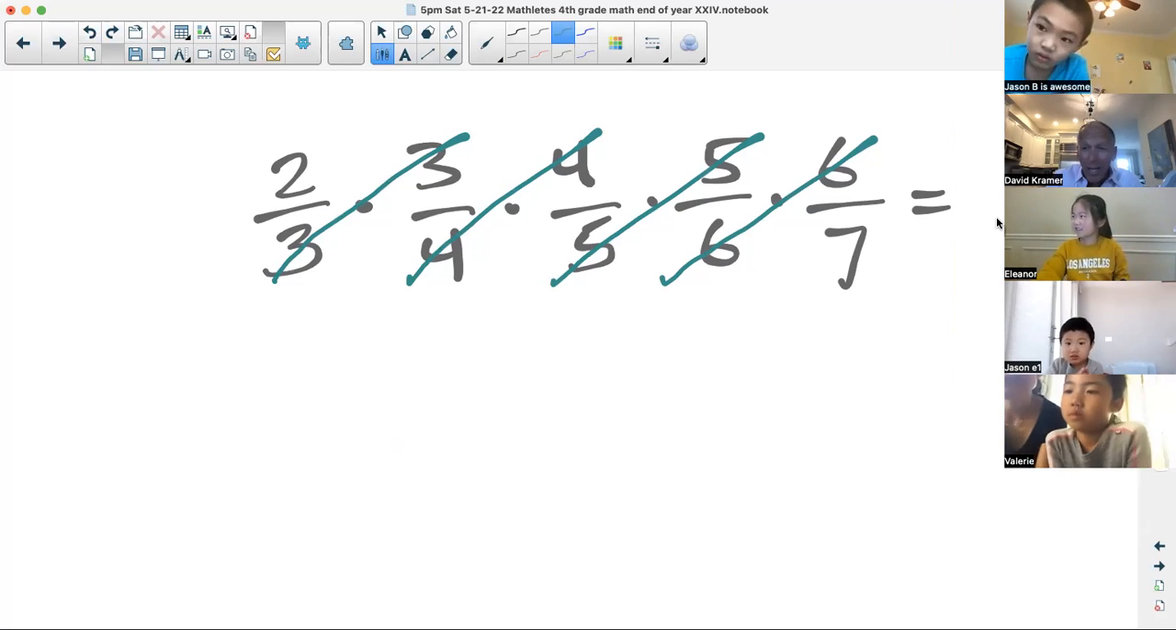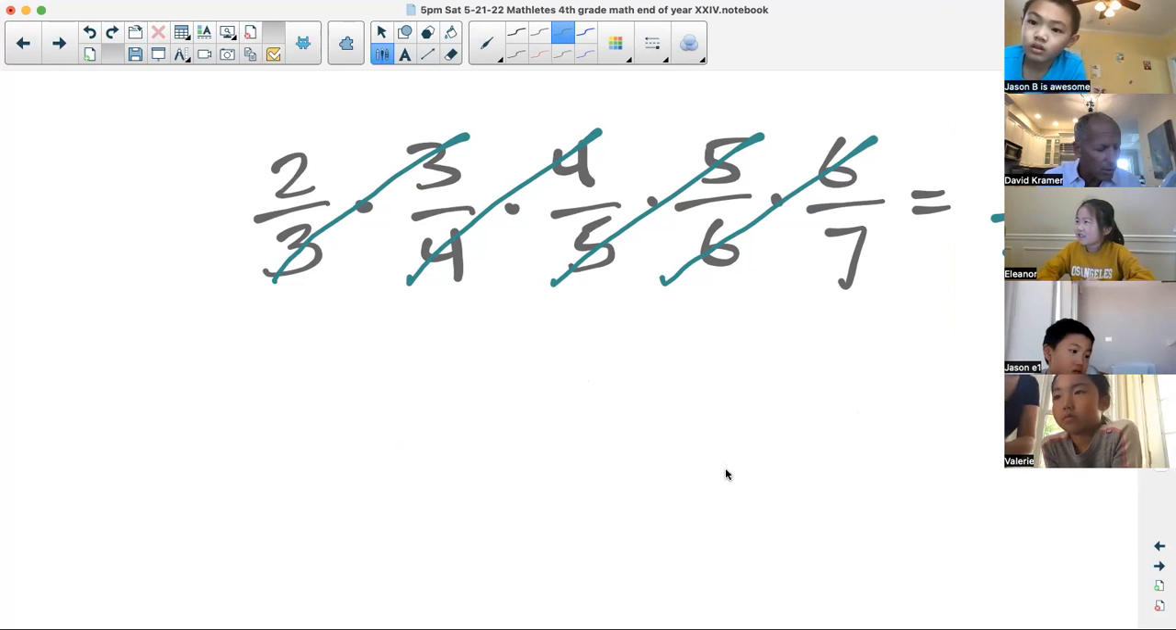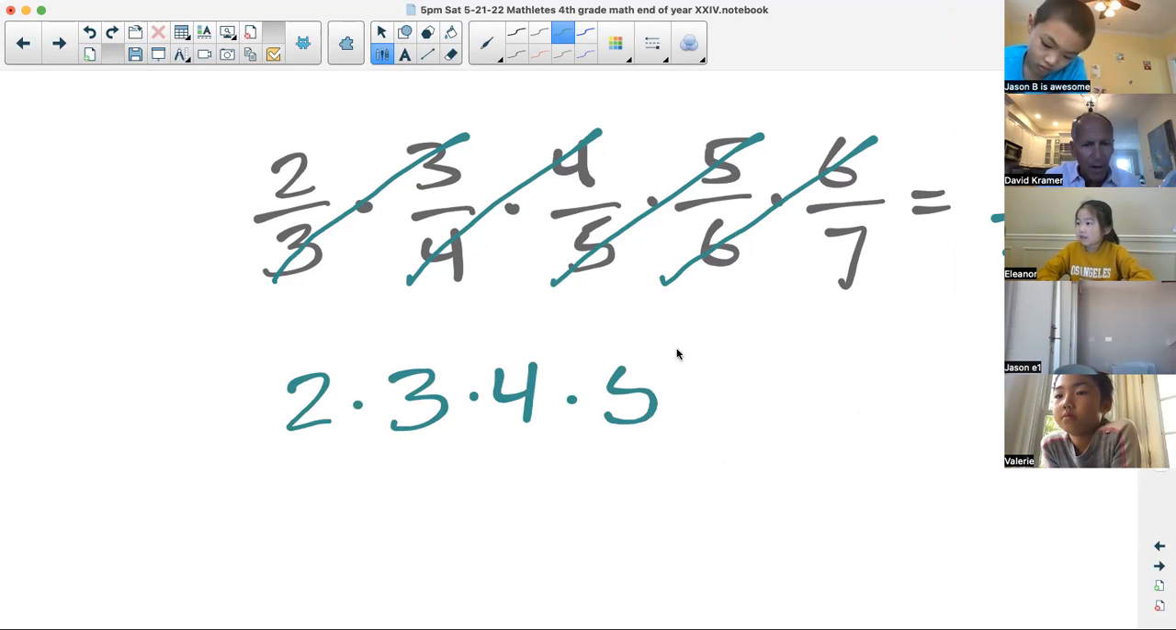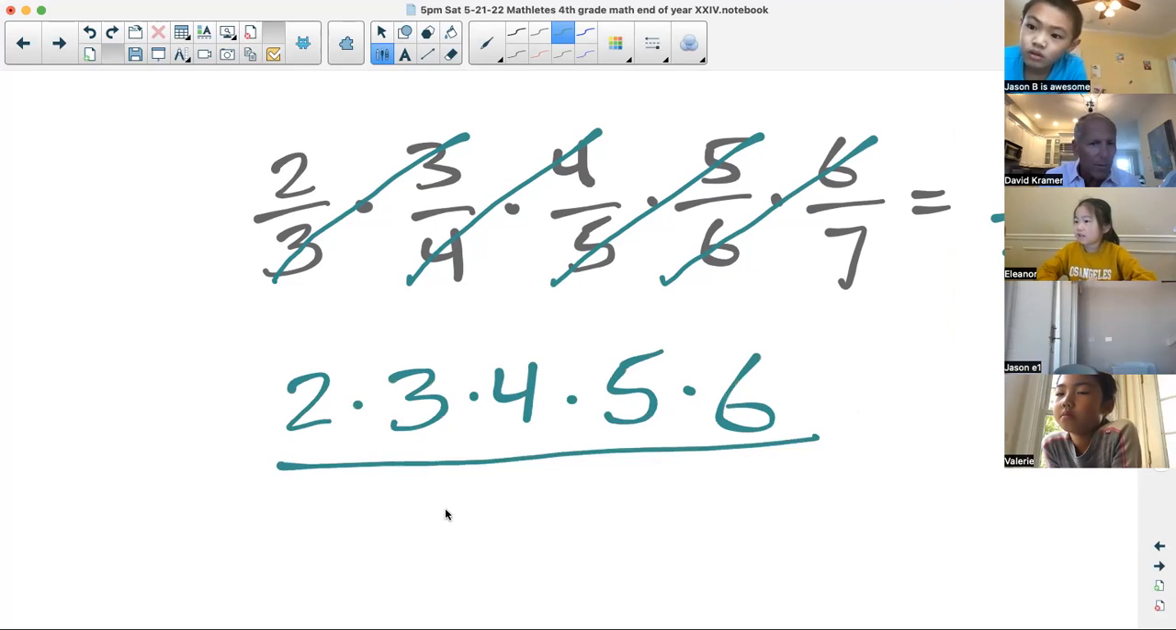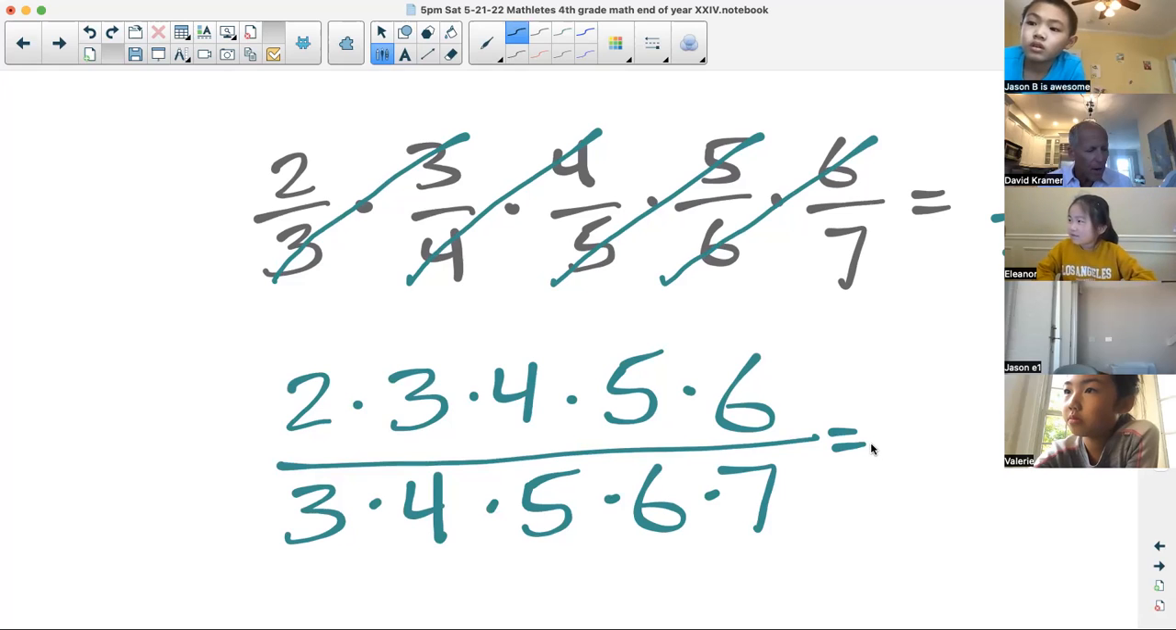2/7. Now, do you guys know that if you had not cross-canceled, you would have had to do 2 × 3 × 4 × 5 × 6, and then you would have had to divide that by 3 × 4 × 5 × 6 × 7. Does anybody want to see what a crazy fraction that would be to solve? Yes. It's a little scary, so I hope you're sitting down, okay?